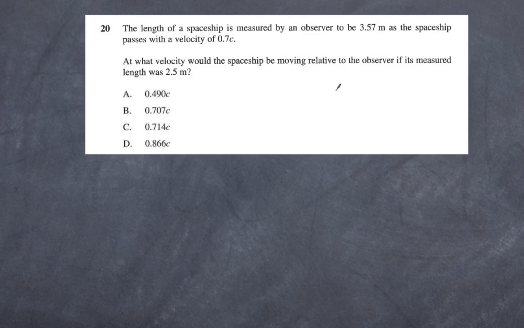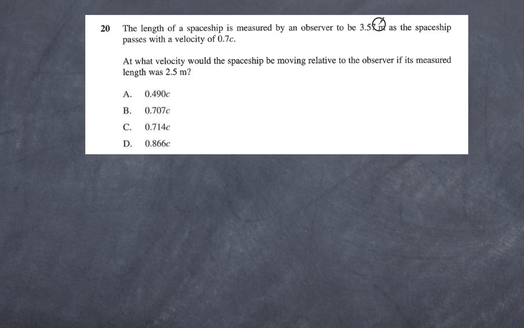Finally, the length of the spaceship is measured by an observer to be 3.57 meters as the spaceship passes with a velocity of 0.7 c. At what velocity would the spaceship be moving relative to the observer if its measured length was 2.5 meters? This is question 20 here, so it's not a quick pick of the numbers to substitute to see which matches up here. You have to do a couple of calculations.